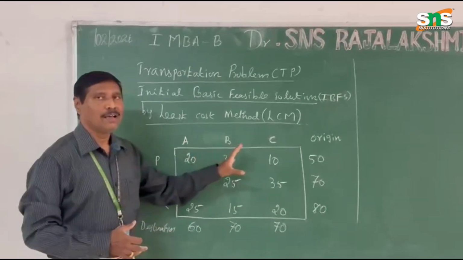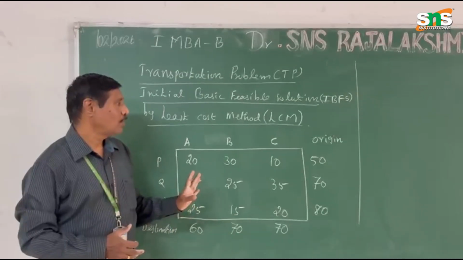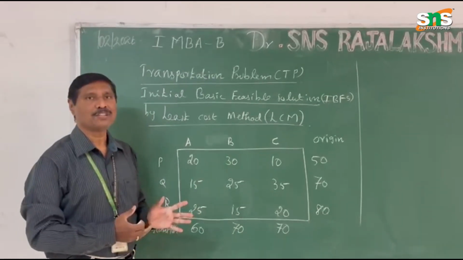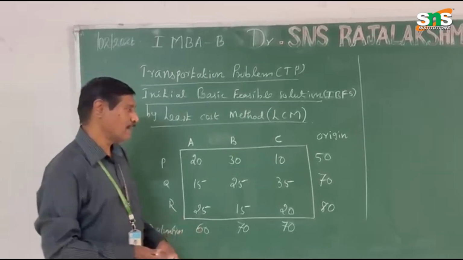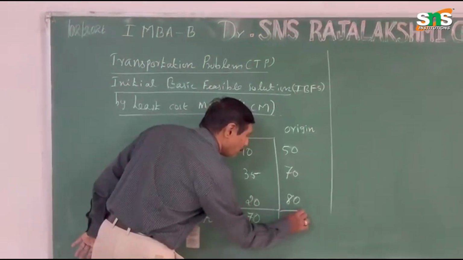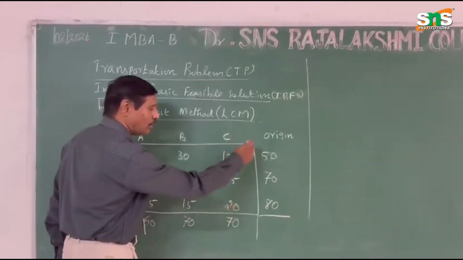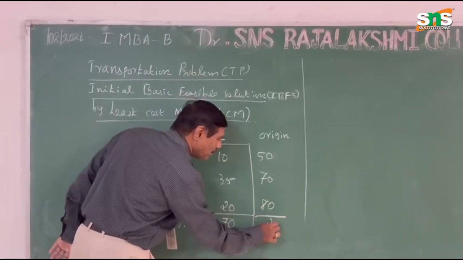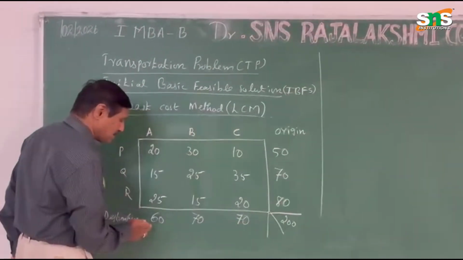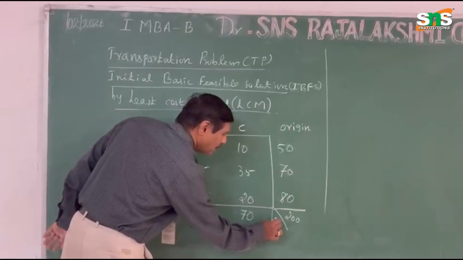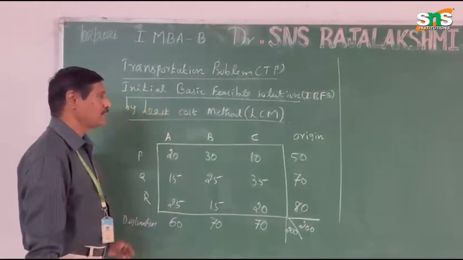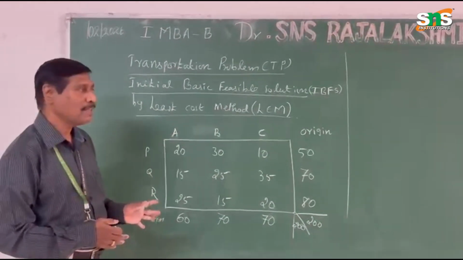using this minimum cost. First we check whether the given transportation problem is balanced or unbalanced. How do we check it? First, what is the total origin? The total origin value is 200, and the total destination value is also 200. So 200 is equal to 200. Therefore, the given transportation problem is balanced.